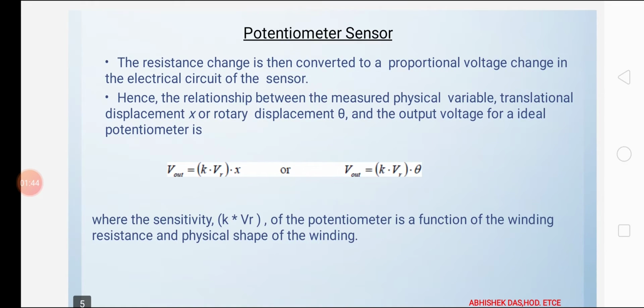The change in resistance is proportional to the voltage change in the electrical circuit. The equation is given by V out is equal to K V R into X, where K is the constant, X or theta is the displacement or rotary displacement.